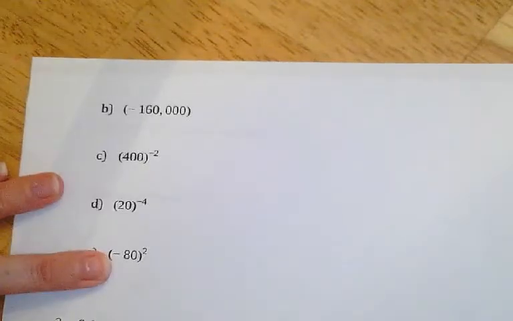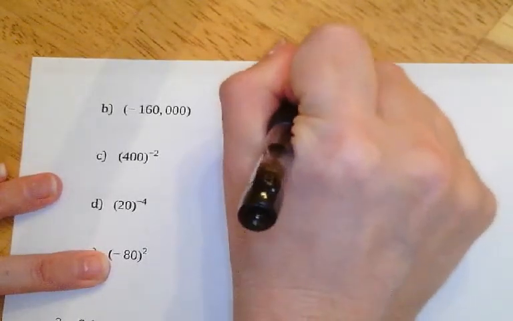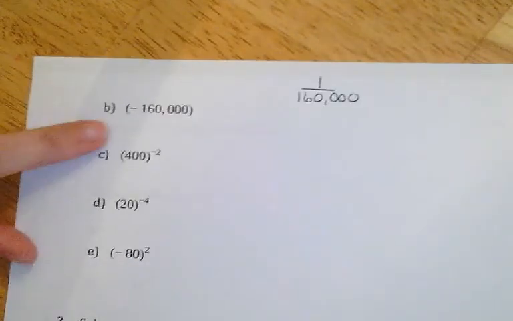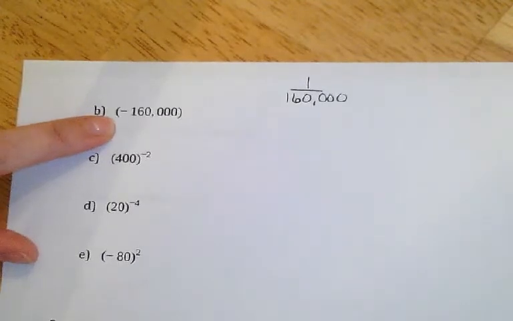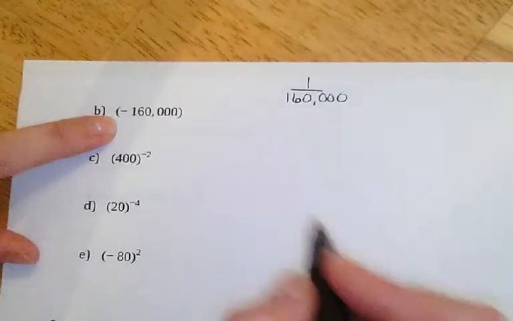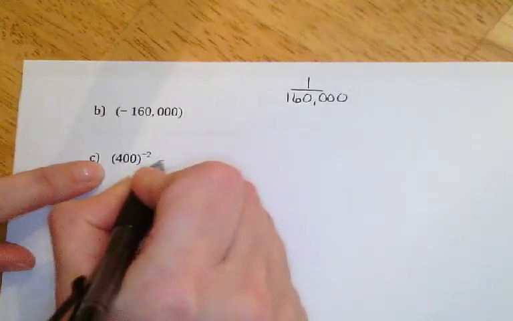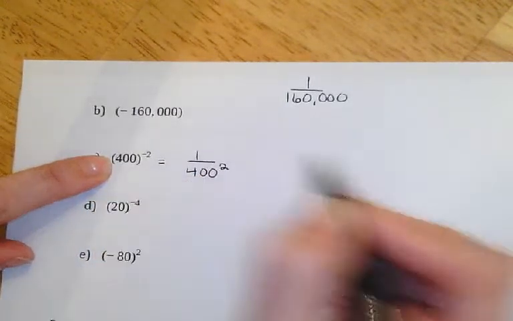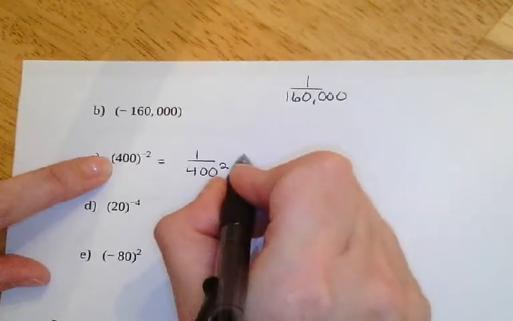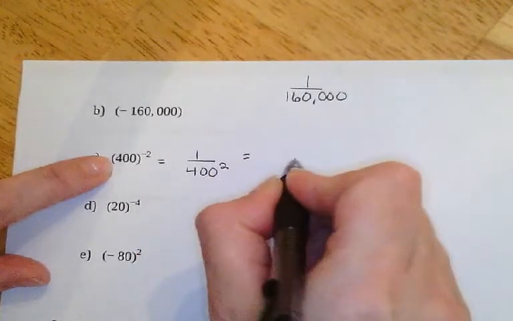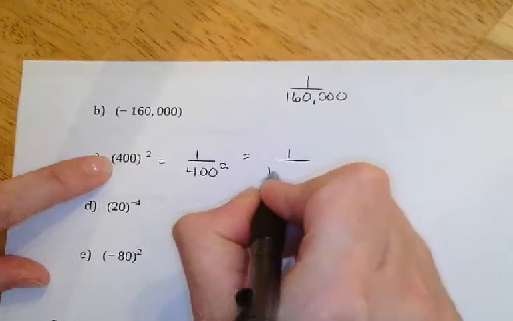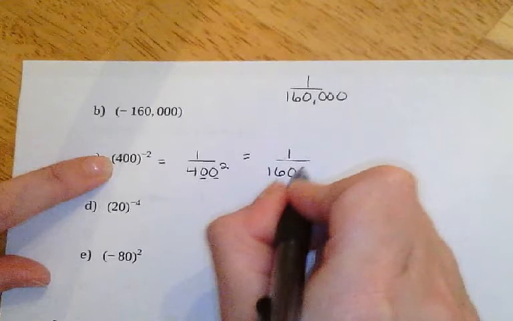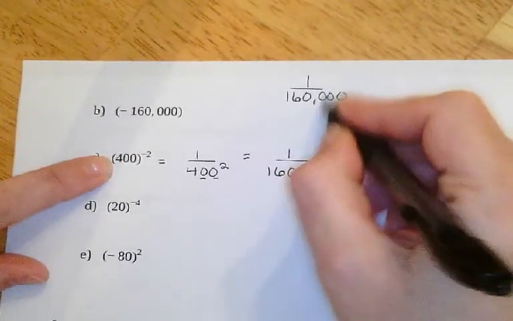I am looking to find all the matches of 1 over 160,000. Part B. That is not the same. So I'm not going to circle that. Okay, so let's take a look at this one. So this is the same as 1 over 400 to the positive 2. And if I do 400 times 400, I get 160,000. Well, I know it's 16, and I'm going to double the amount of zeros, so I'll put 4 zeros. Are these two the same? Yes.